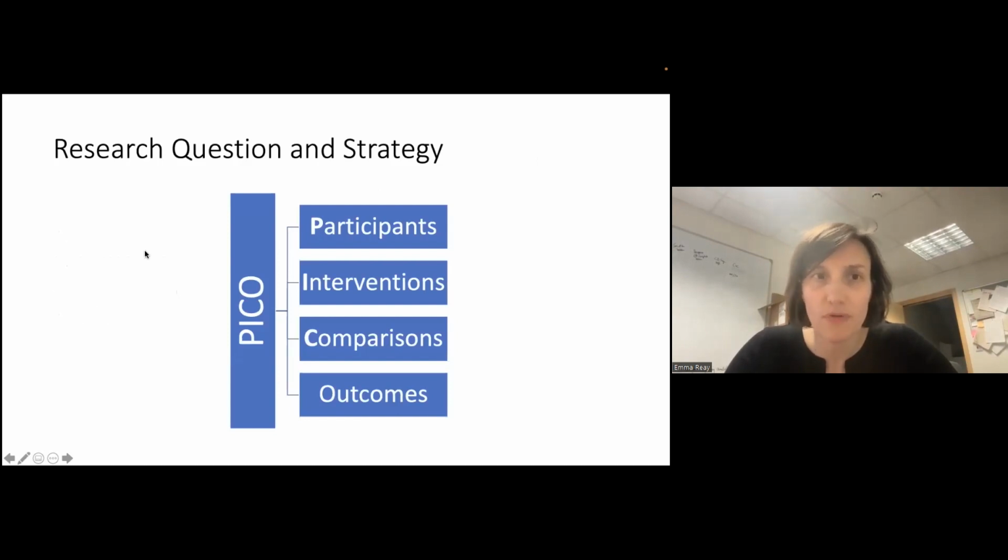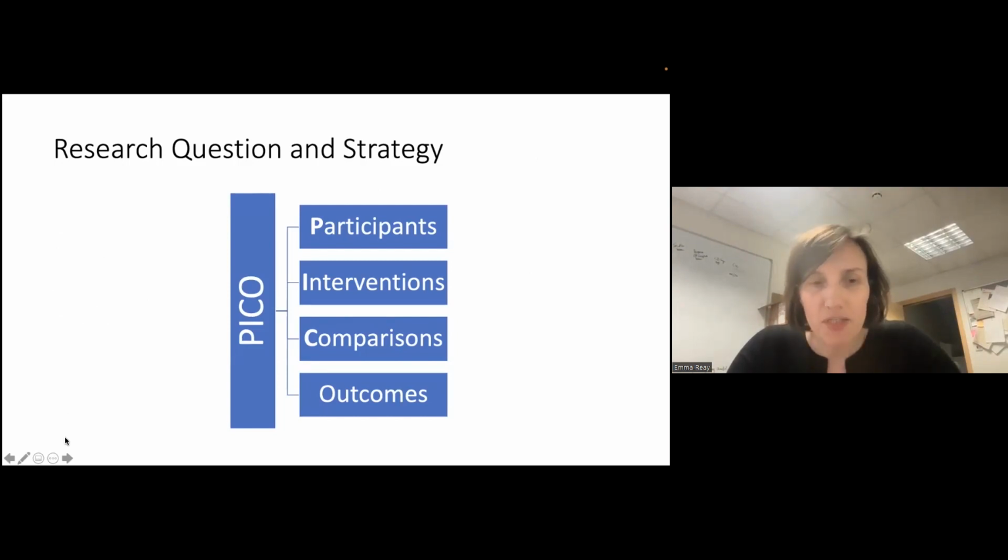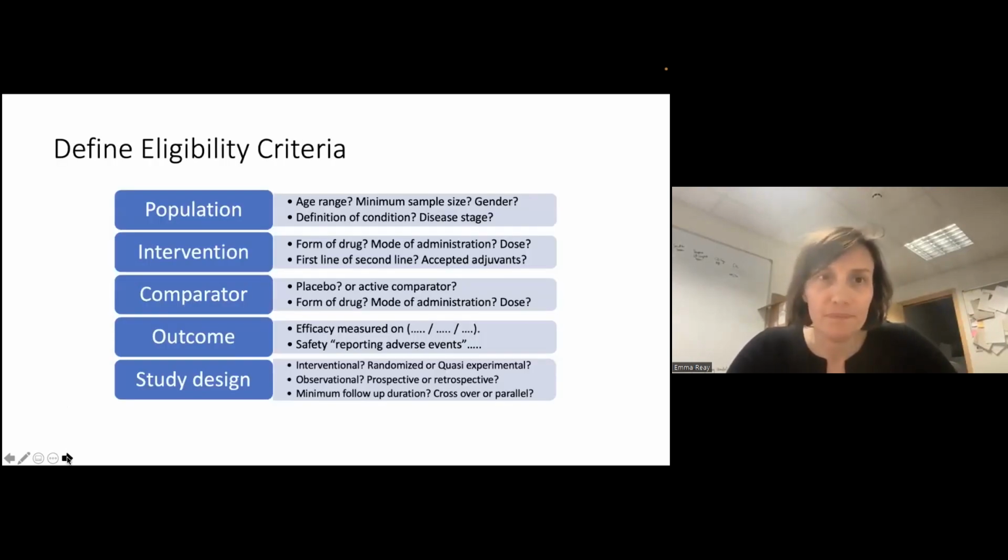So as I mentioned before, you then design your research question and your strategy by looking at who you want to be in the study, what interventions you look at, what comparisons you're going to make, and what outcomes you come up with. Now, we mention PICO a lot in research, but it's a really fantastic way of designing an evidence-based question.